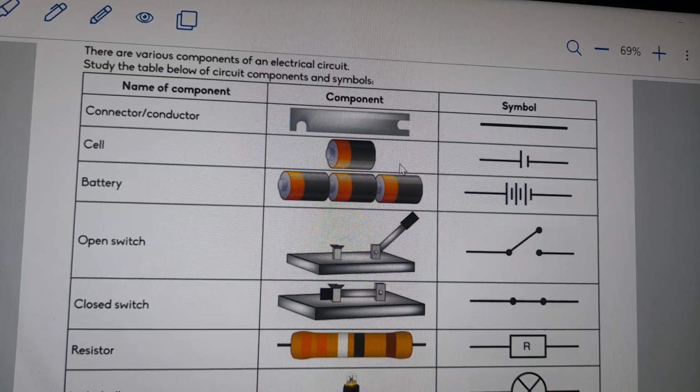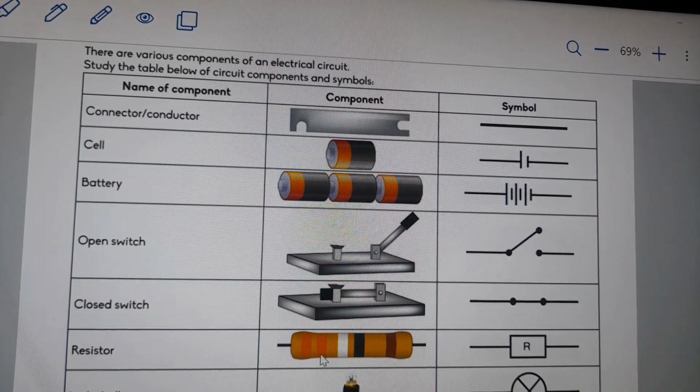This is a cell. We normally call this a battery. Please, if it's only one, don't call it a battery, it is a cell. This is the symbol, a long stick and a short stick. Okay, and then we have a battery. It's two or more cells connected. We have an open switch. You see it is open. This is how we represent it. We have a closed switch. That's the closed switch symbol.